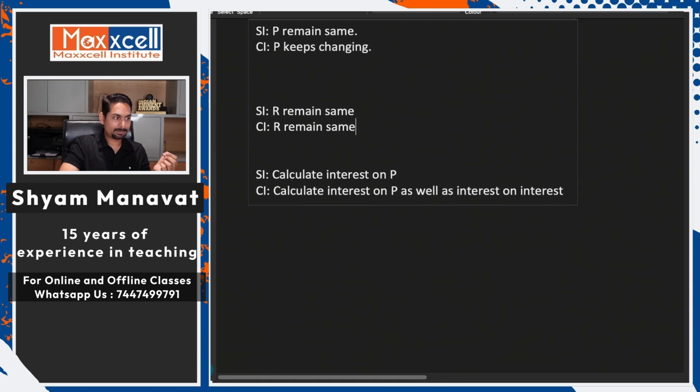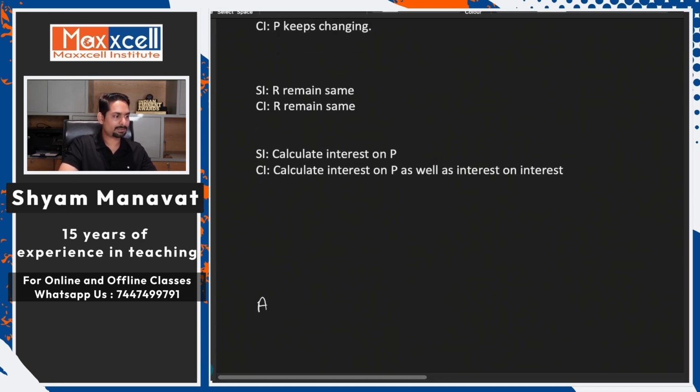And because every time we calculate rate of interest on the principal plus interest which is generated from the previous year, that's why for compound interest we cannot calculate the compound interest directly. So we calculate something called amount. Now amount in general, regardless of simple interest or compound interest, is nothing but principal plus interest which is generated.